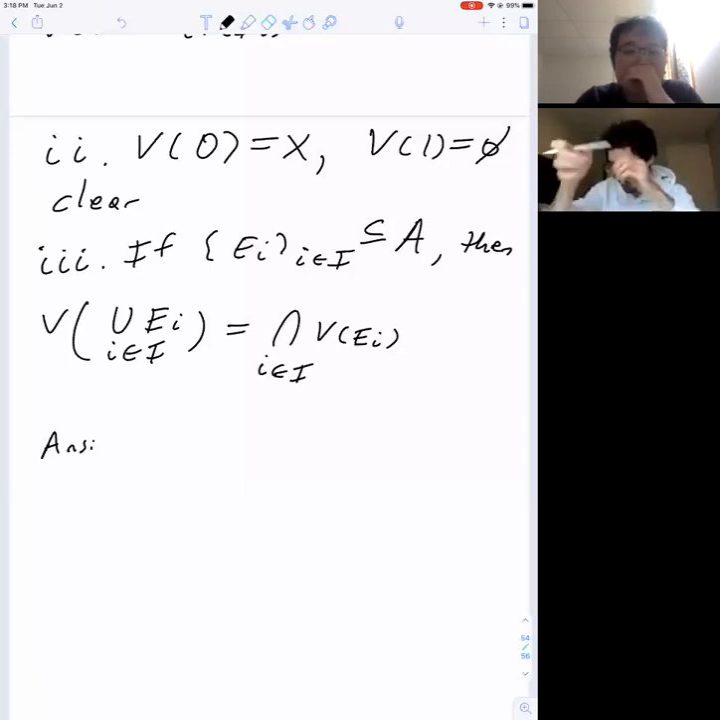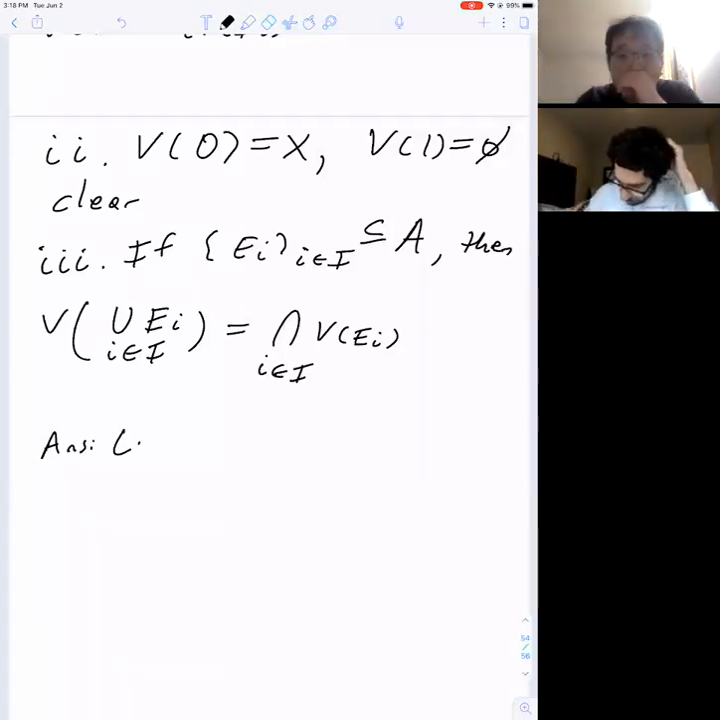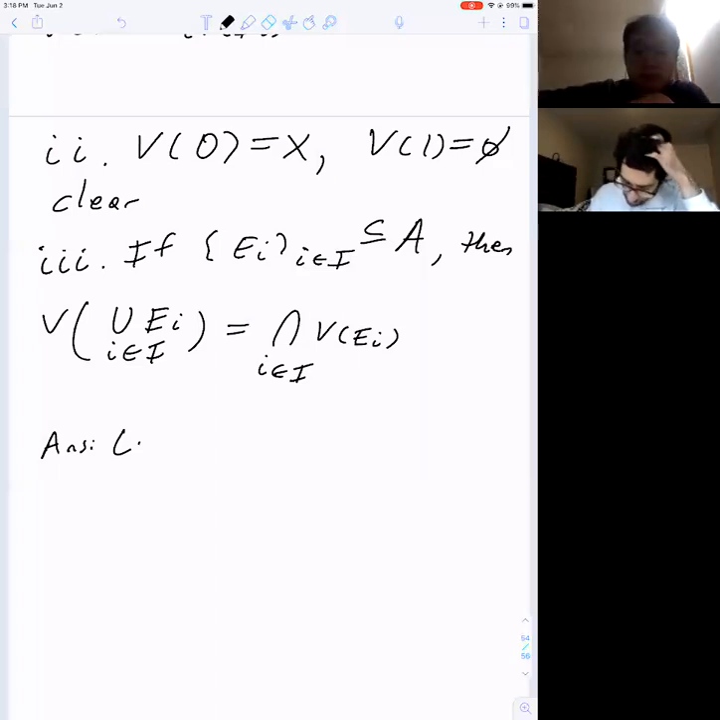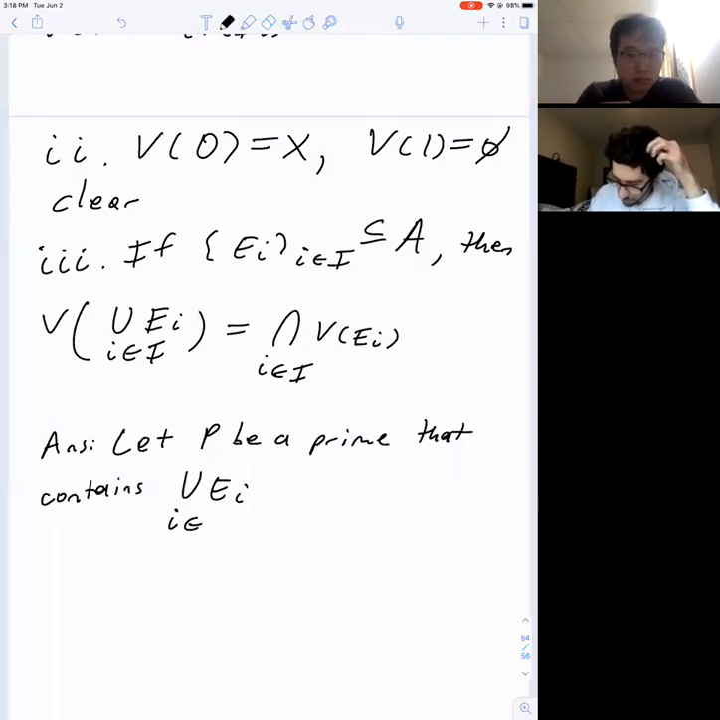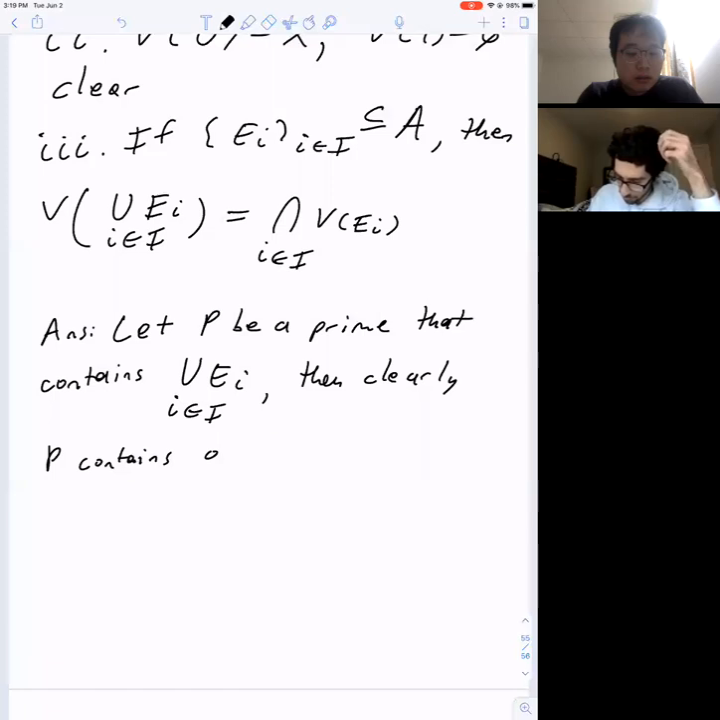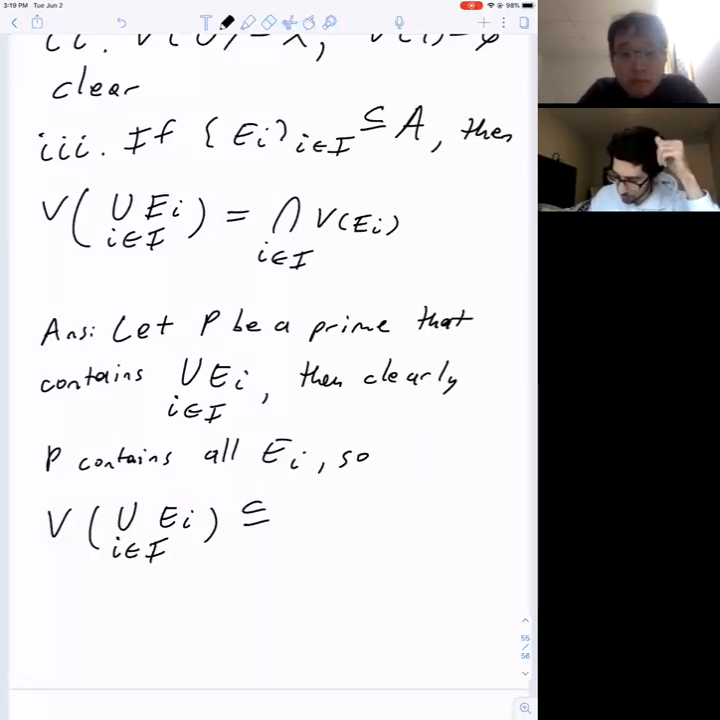So again, a lot of it is set theory. Let P be a prime that contains the union. Then clearly P contains all the subsets E_i. So that means that if you're a prime ideal that contains the union of the E_i, then you contain each of the E_i.